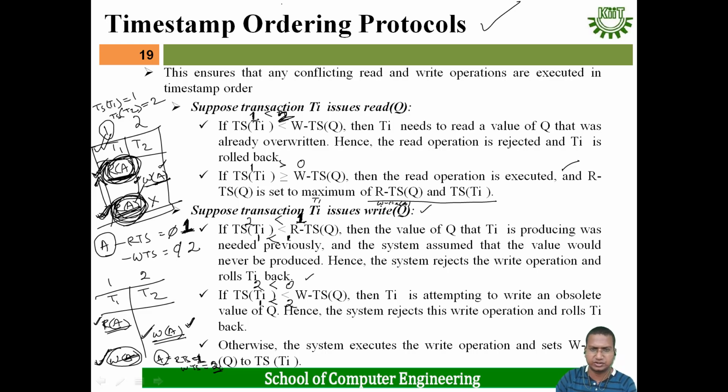When such a situation arises, T1 is attempting to write an obsolete value of Q. The value of A has already been written by another transaction, and T1 wants to write that value again. Hence the system rejects this write operation and rolls T1 back. That means this operation cannot be performed. This operation has to be rejected and it will roll back that entire transaction.